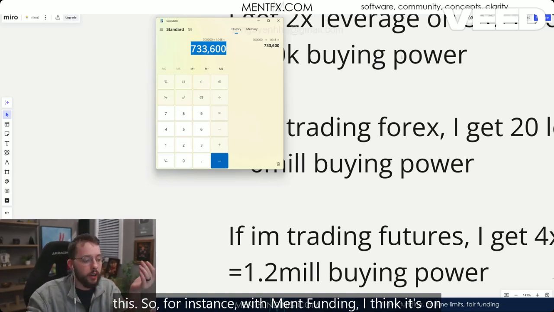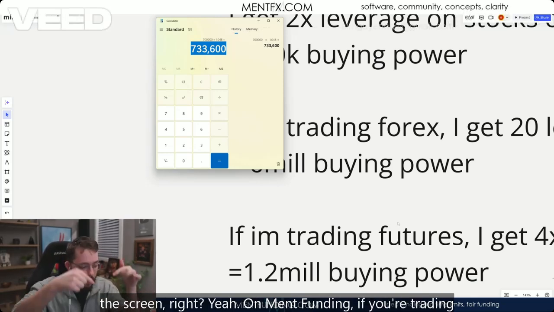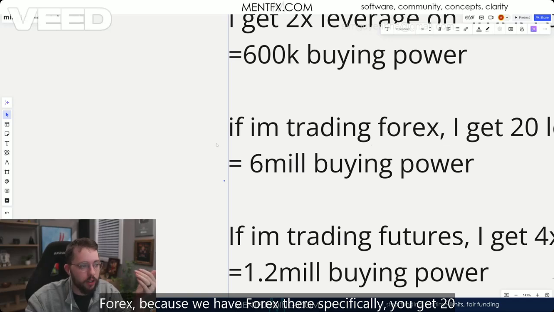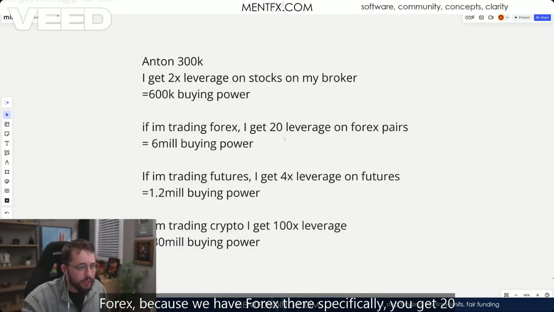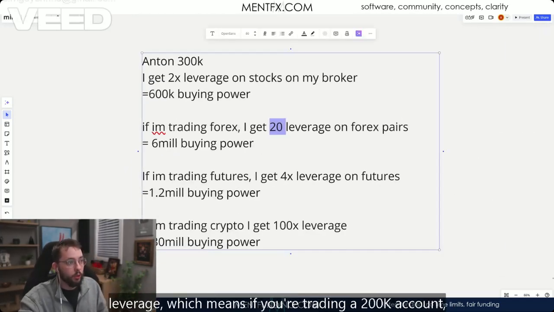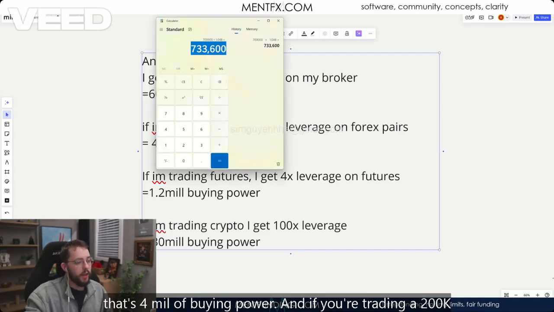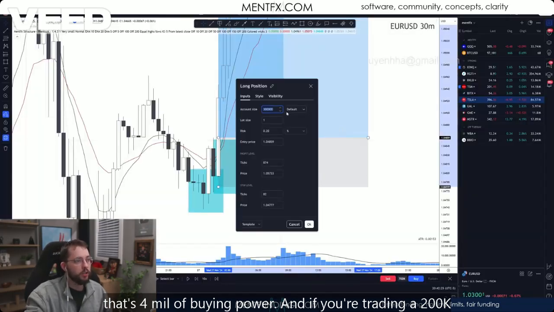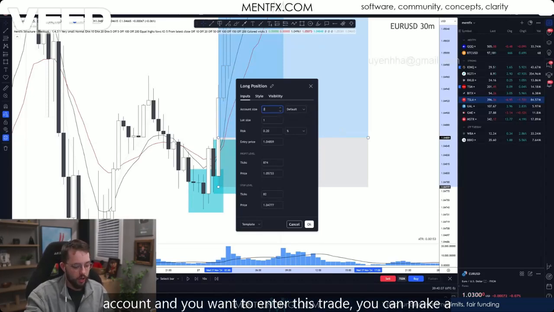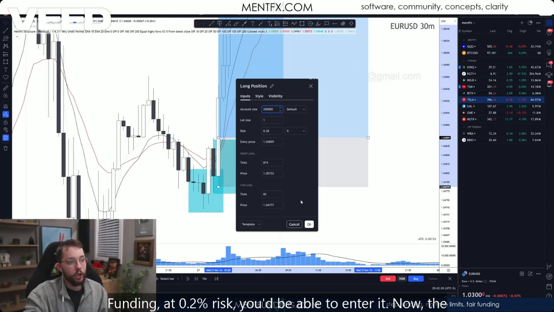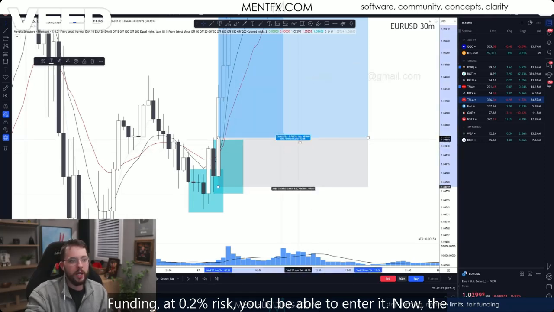So for instance, with Men Funding, I think it's on the screen, right? Yeah. On Men Funding, if you're trading Forex, because we have Forex there, specifically, you get 20 leverage, which means if you're trading a 200K account, that's 4 mil of buying power. And if you're trading a 200K account and you want to enter this trade at 0.2% risk, you'd be able to enter it.